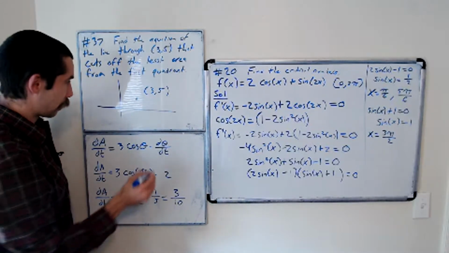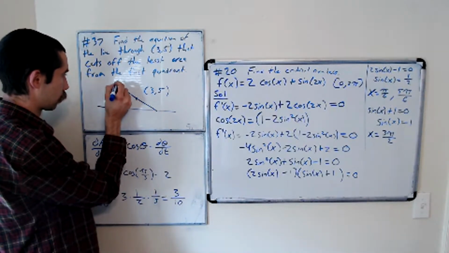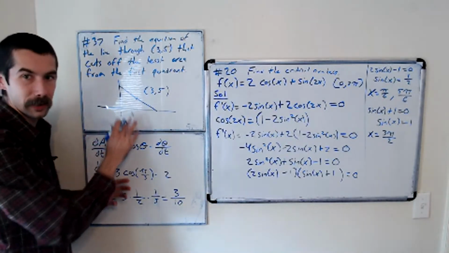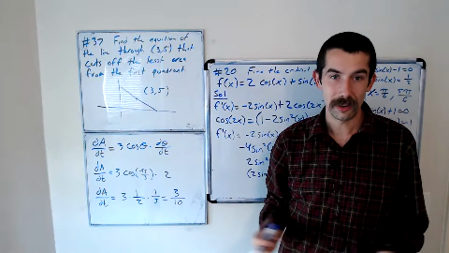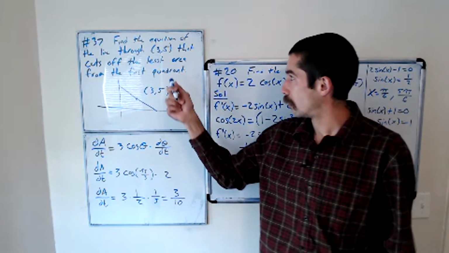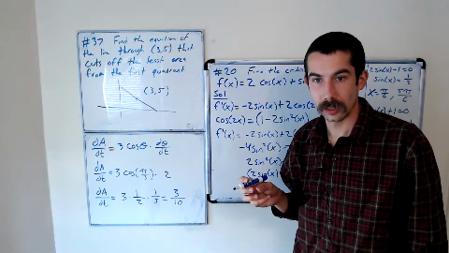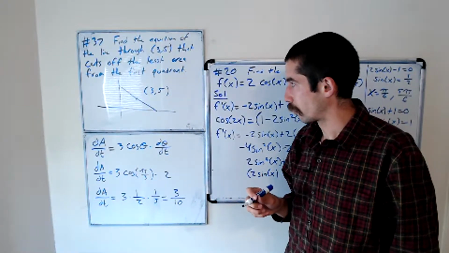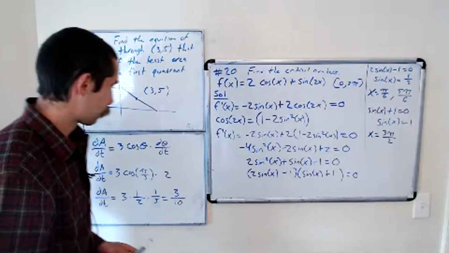And we have a line going through this point, and we want to cut off as little area as possible. Right? That's the goal. Minimize the area in the first quadrant. Okay. So let's kind of write out how we're going to do this.